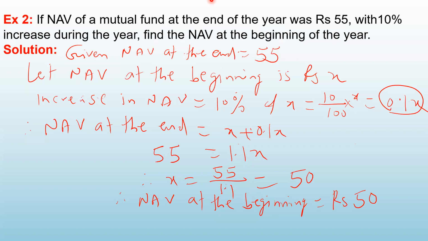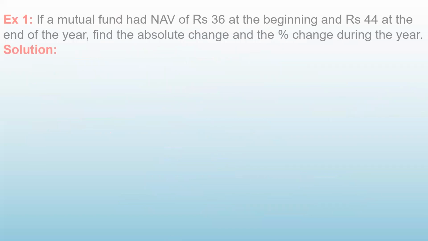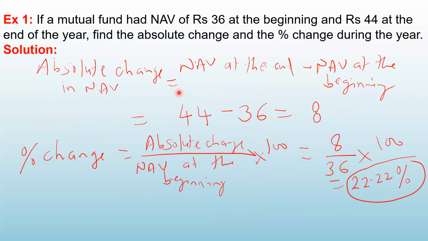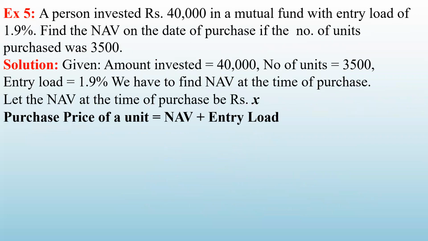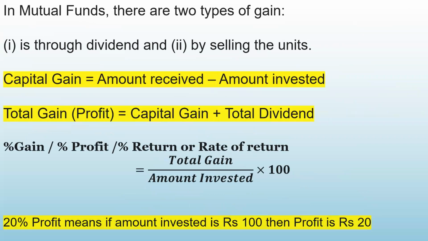So we have solved 4 problems today. In one problem we have found out net profit and percentage profit, no dividend was given. In the second problem we have calculated dividend. And in the third and fourth problem they were based on finding the absolute change in NAV and percentage change in NAV. Okay. So I think enough problems we have taken on mutual fund.